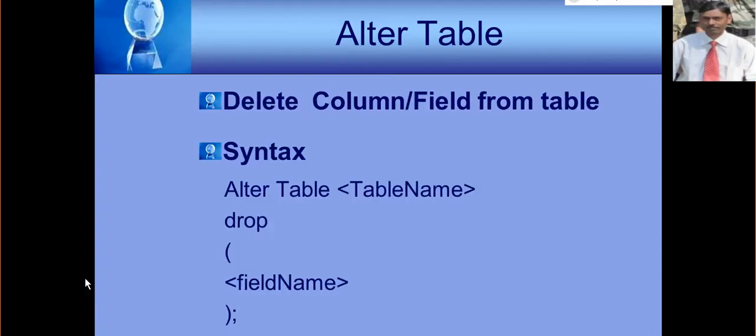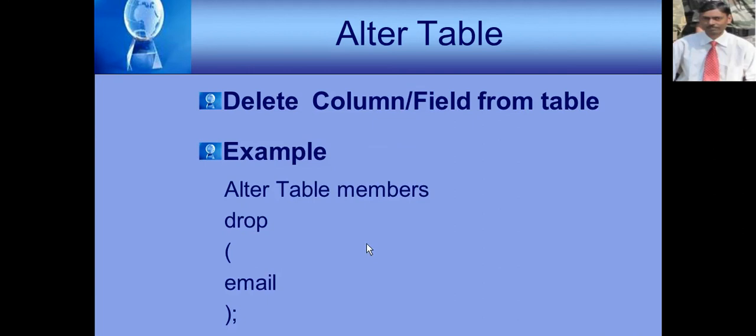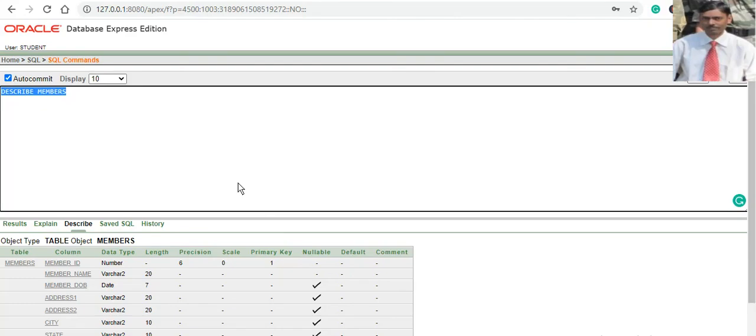Now look at here. Delete column from table, the third part of the alter command. If we want to delete a column from table, how can we do that? We can do it with the help of the drop part. Okay? With alter, we have to use drop. Alter table, table name, then drop, and in the parenthesis you have to specify only the name of that field. Whatever field you want to remove, you can write there. Like this, you can see here, alter table members, drop email. You can drop the email there. Okay? Look at here, I'm going to show you with an example.